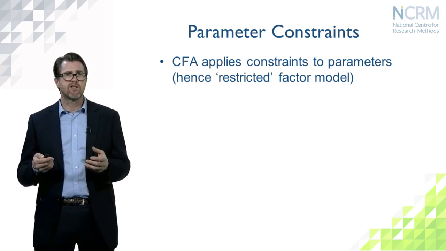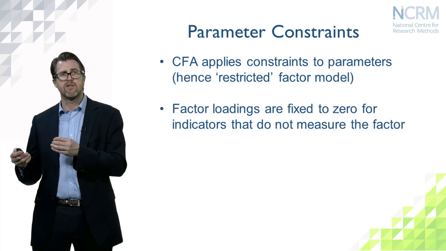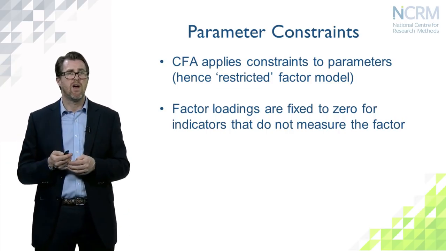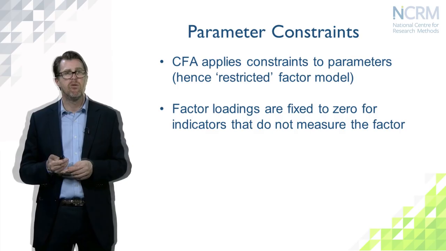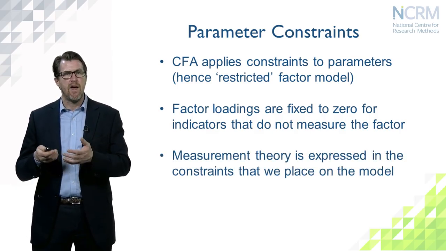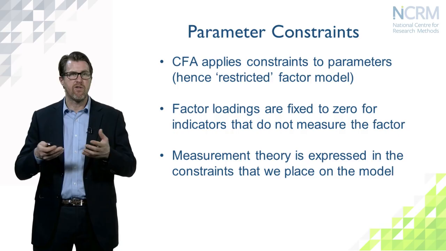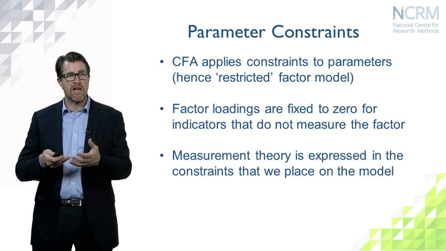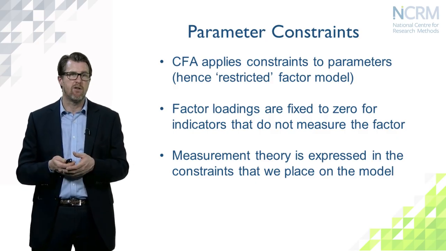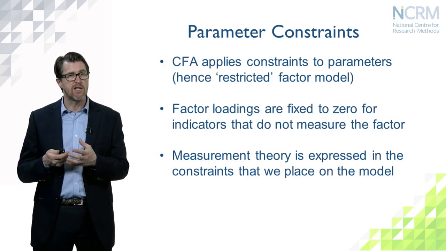So sometimes, as I just gave an example of, we would fix particular parameters to 0 for indicators that do not measure or do not influence a measured variable. And the important thing to understand is that our theory of the measurement of our concepts, how we think the concepts are related to the indicators that we've selected and written if they're a questionnaire item, that theory is expressed in the constraints that we place on the model.